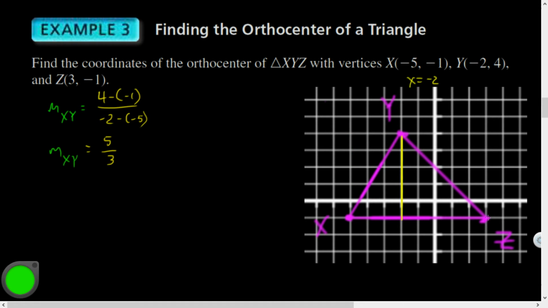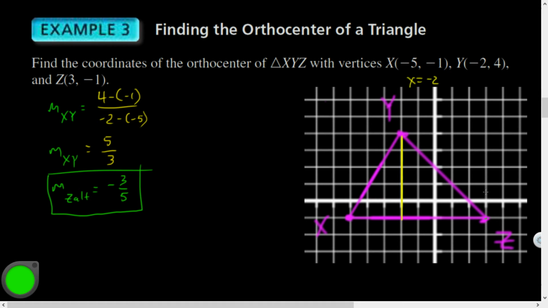What is the slope of my altitude through Z going to be? I'll just call this Z alt. It's going to be the opposite reciprocal of that, so -3/5. And so that altitude has a slope of -3/5, and it passes through Z.